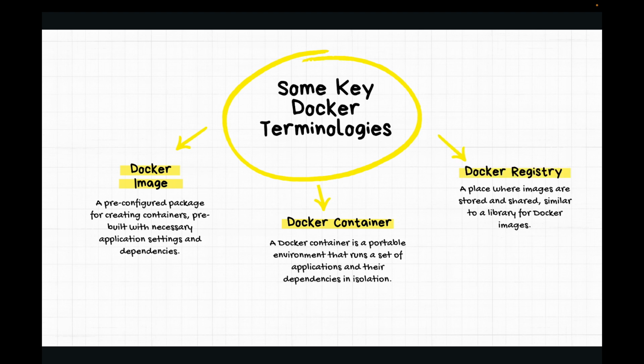And we also have a Docker registry, which is basically a place where images are stored and shared. It's similar to having a library for Docker images. And there are various Docker registries out there. There's the popular Docker Hub. There's also the AWS ECR, which is AWS Elastic Container Registry, Microsoft Azure ACR, which is Azure Container Registry, and a lot more of them.